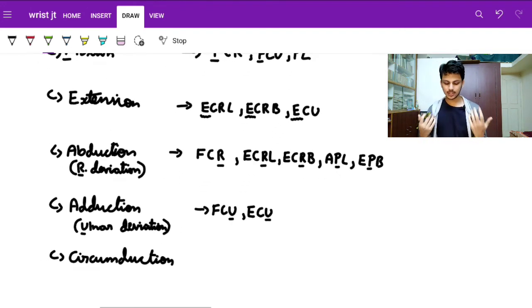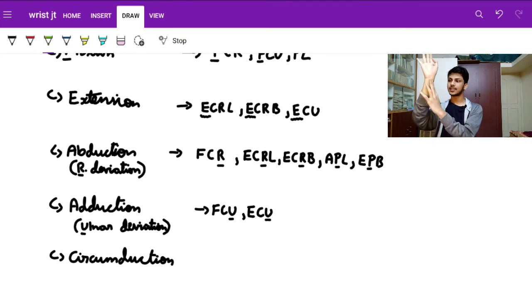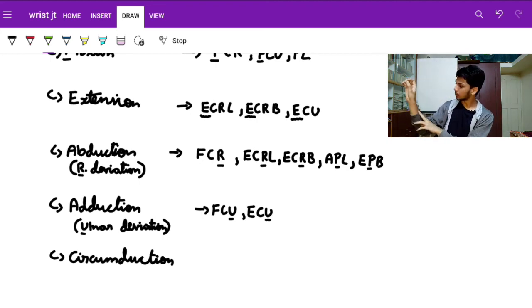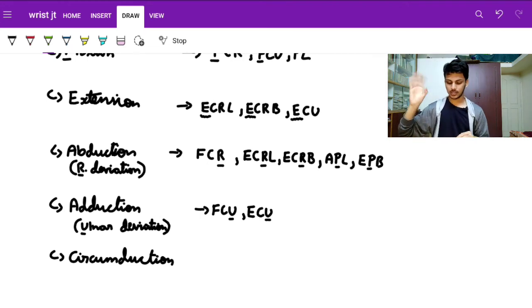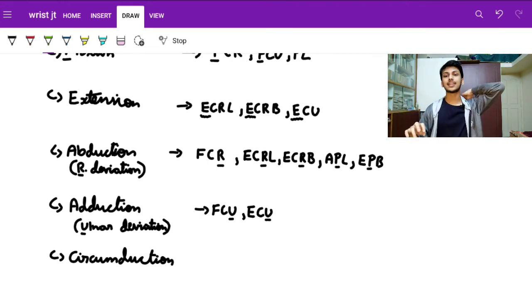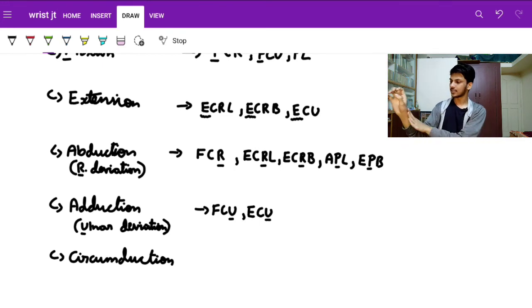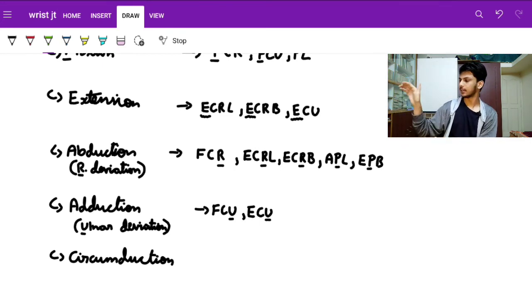Extension. Then there is abduction, radial deviation. So if it is causing radial deviation, the muscles have to be on the radial side. So the radial side flexor carpi radialis, extensor compartment, extensor carpi radialis longus, extensor carpi radialis brevis, and there is abductor pollicis longus, a muscle which is going to the thumb and causing abduction. That also has action causing abduction of the wrist joint. Then there is extensor pollicis brevis, one muscle here that also causes abduction.